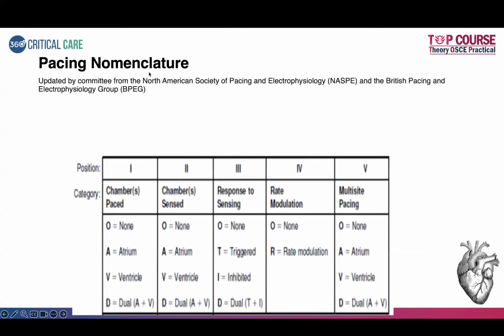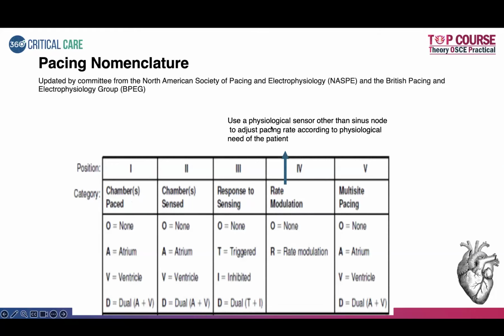So you have the pacing nomenclature. The easiest way to remember it is PSR, RT. So the first one is in relation to the chamber that is paced, where O indicates none, A indicates atrium, V indicates ventricle, and D indicates dual. The second one is the sensing, and the third is the response to sensing, where it can be either triggered or inhibited or dual. Then fourth is rate modulation.